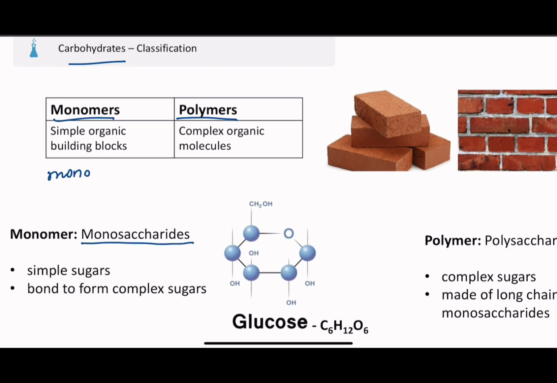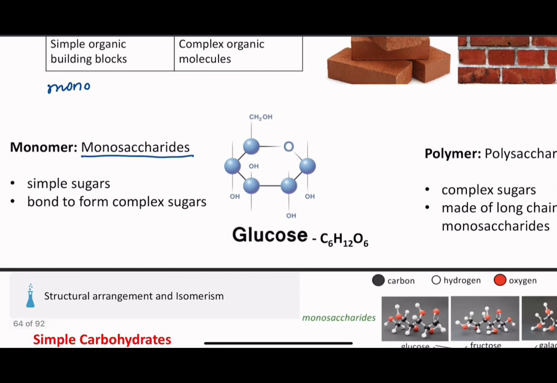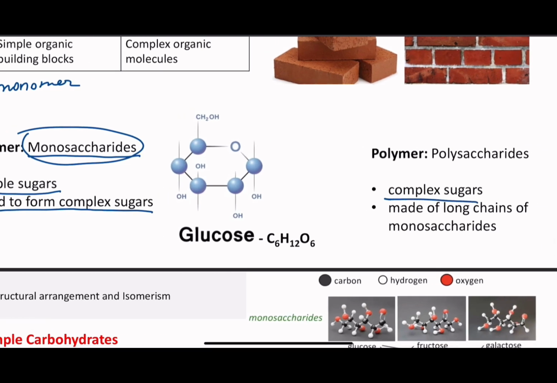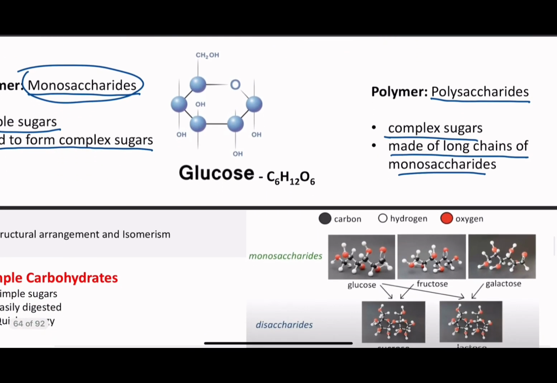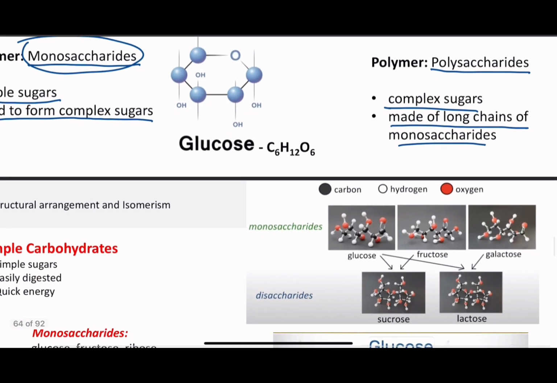Carbohydrates are also polymers, and their monomers are called monosaccharides. Simple sugars bond to form complex sugars. So simple sugars, the monosaccharides, are like a monomer. They come together and make complex sugars, which are the polymers. The polymers are called polysaccharides, made of long chains of monosaccharides. You add many monosaccharides together and you get the polysaccharide. The simplest example of a monosaccharide is glucose.